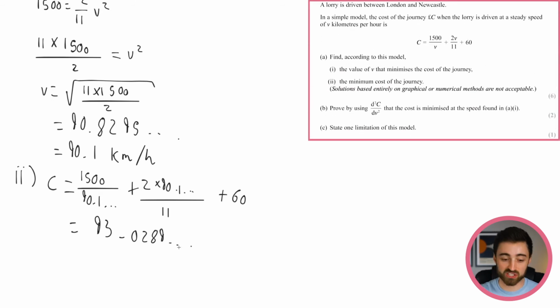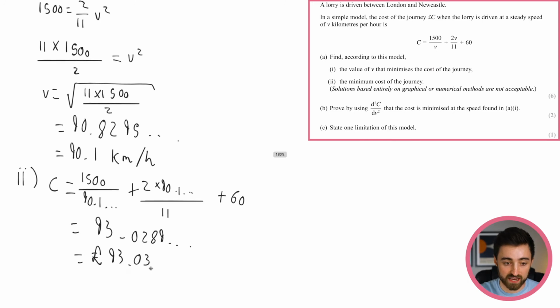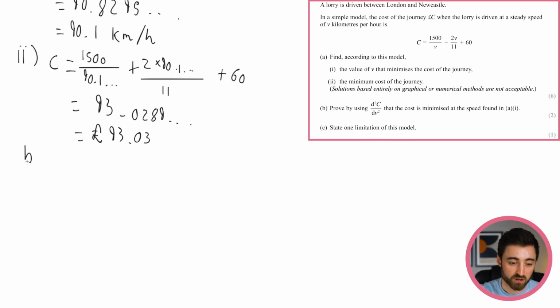Now this is in pounds, isn't it? So it would be useful again to round this to 2 decimal places because that's pence, right? So rounded to 2 decimal places is going to be 93 point and then what? 03 pence. Fantastic. So as I was saying before, we've actually only shown that this is a stationary point. We've not shown that it's a minimum. But now it says prove using the second derivative that this cost is minimized.